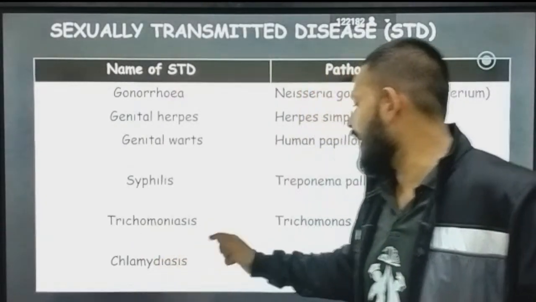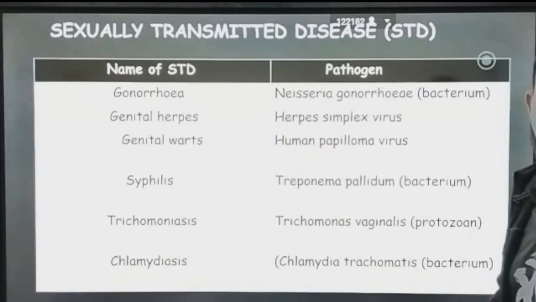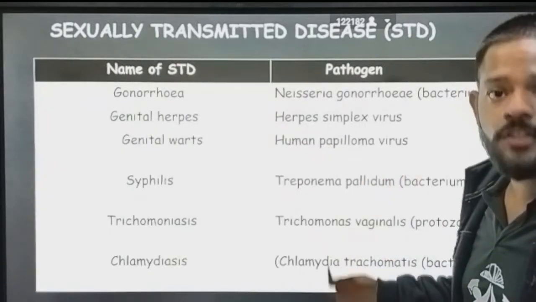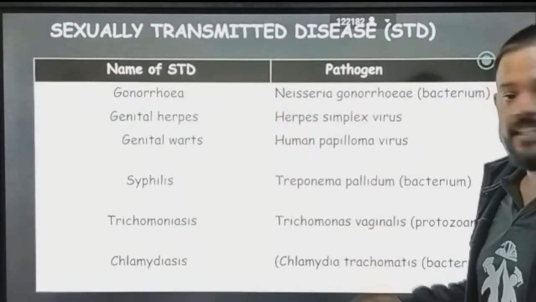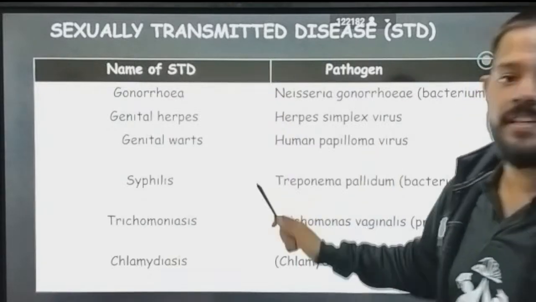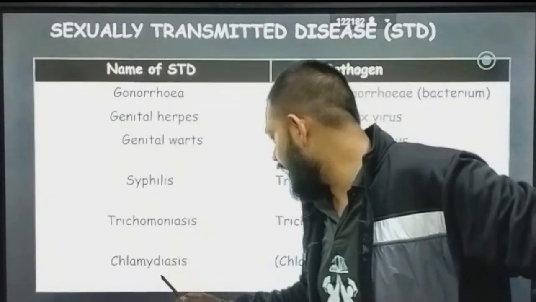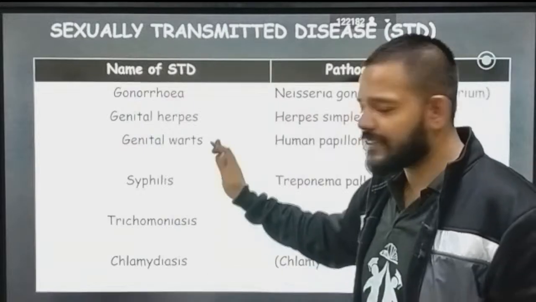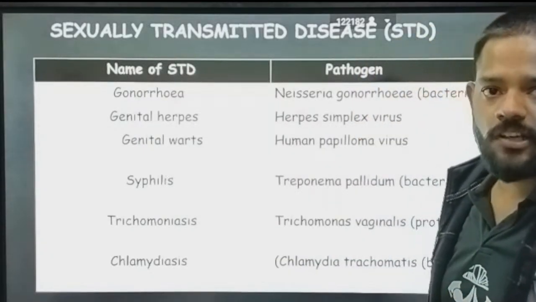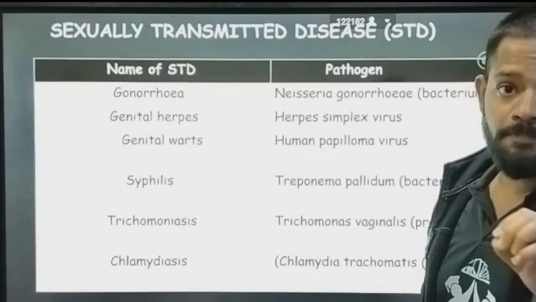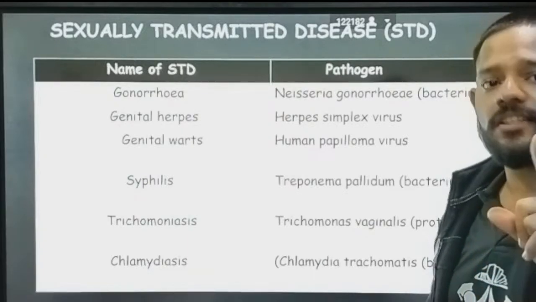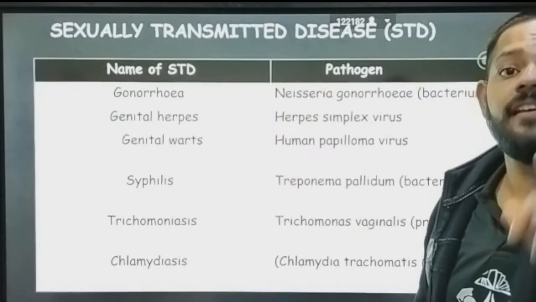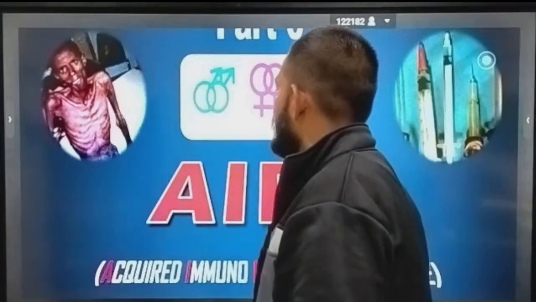Next is trichomoniasis caused by Trichomonas vaginalis. It is a protozoan which causes the STD and it mainly infects females. Then chlamydiasis, caused by Chlamydia trachomatis, again a bacterium which causes an STD. So these are the 6 STDs caused by different organisms, but the most important STD in your course is AIDS, HIV AIDS. Okay, let's get started with that.